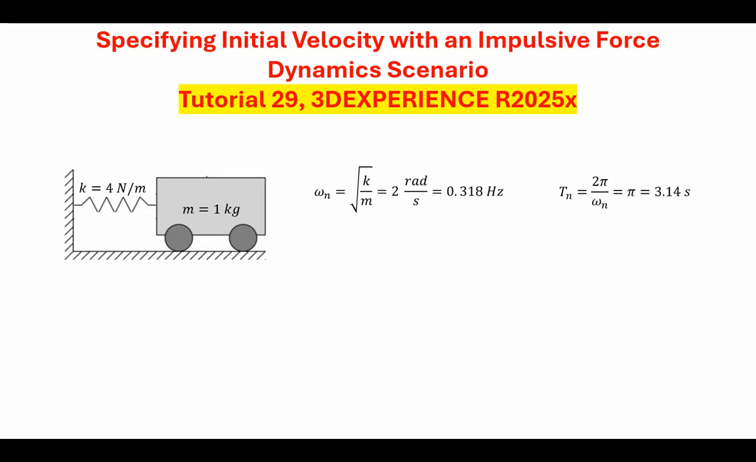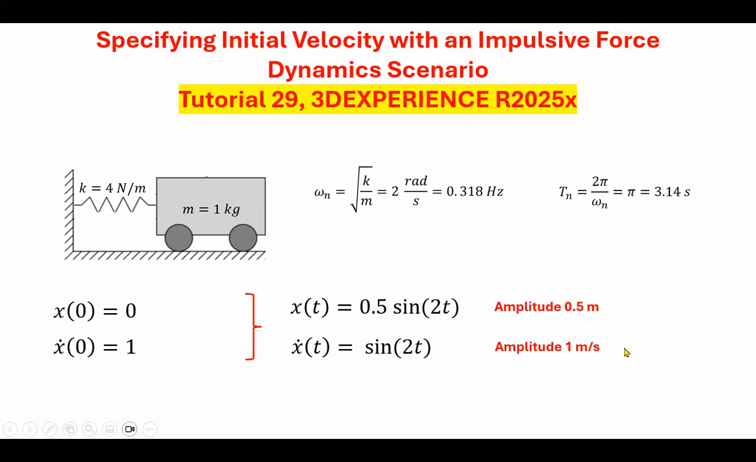We have a mass and spring system. Information is given here from elementary vibration. You know that the natural frequency is the square root of k over m, and the period is 2 pi over omega n, which is roughly 3.14 seconds. Now, suppose we want to solve this with the provision that the block is standing at rest, but it's given an initial velocity of 1 meter per second to the right. It's not obvious, but I'll make it to the right.